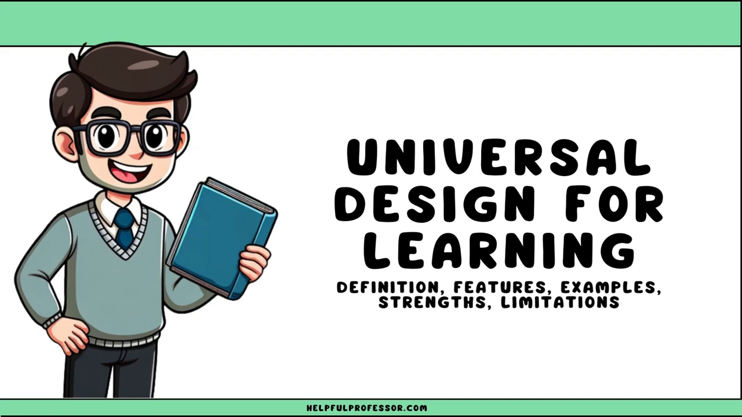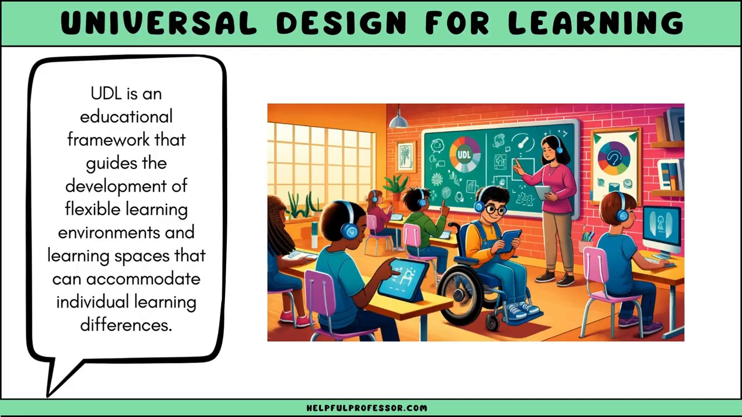Universal Design for Learning, or UDL, is an educational framework that guides the development of flexible learning environments and learning spaces that can accommodate individual learning differences. To the right of the screen is an animated picture of a classroom where all students are seated at their desks using various devices such as computers and mobile tablets. A disabled child in a wheelchair is prominently displayed in the middle of the class using a tablet.